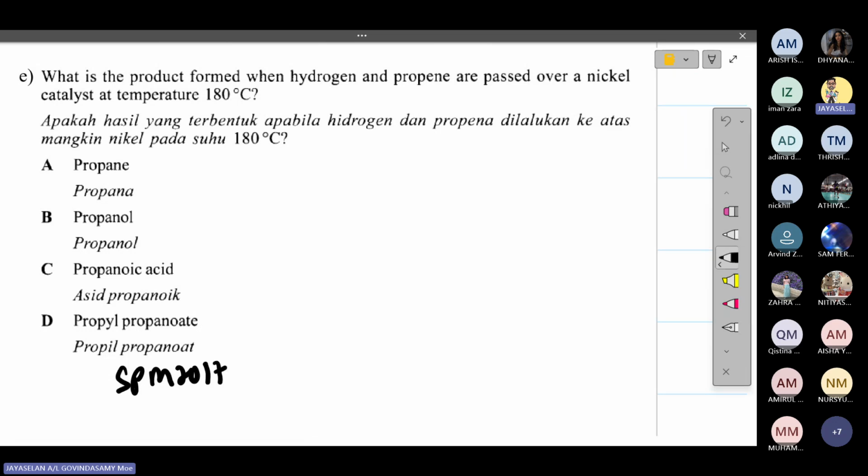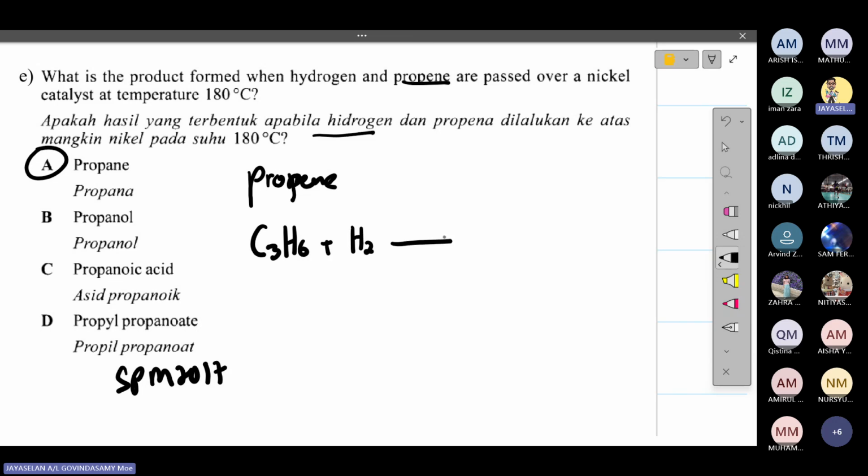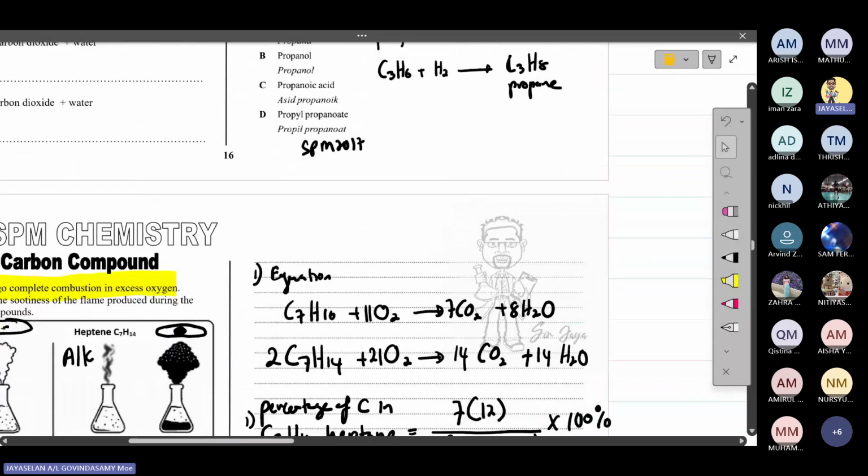Okay, 2017 paper. Do now. Madhuri, what answer? The answer is A. Very good, girl. So propane. They already put propene. What is the formula? C3H6 reacted with hydrogen gas. What product will you get? C3H8. What is the name? Propane. Any question?